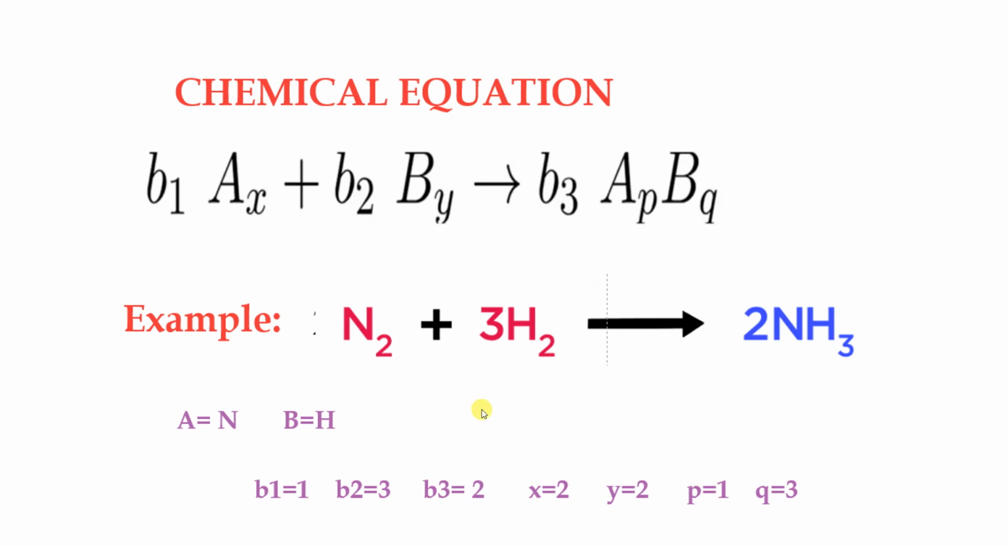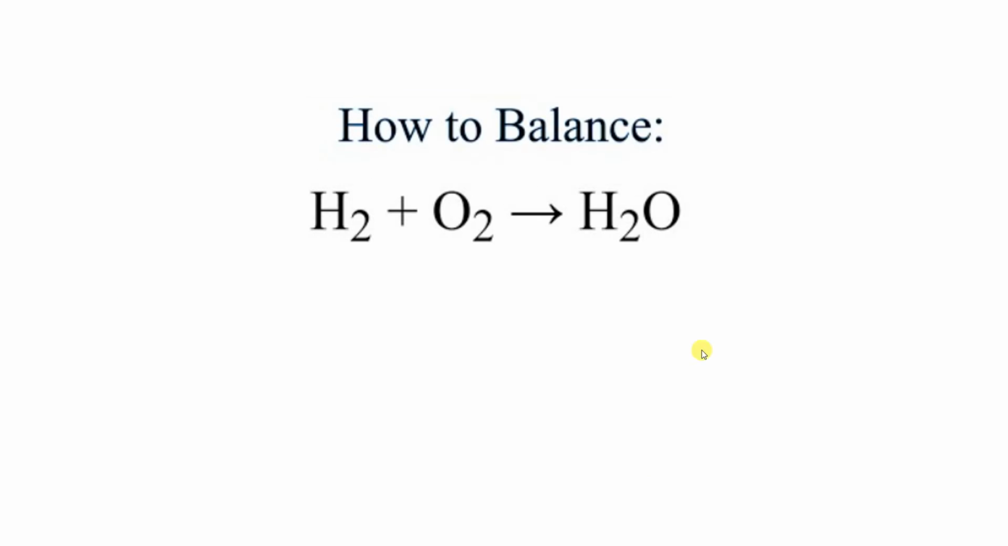So in the program, we have to find out what B1, B2, B3 are. So we have to enter the inputs X, Y, P and Q. You enter the X value, Y value, P value and Q value. The output will give you the value of B1, B2 and B3. It will generate them.